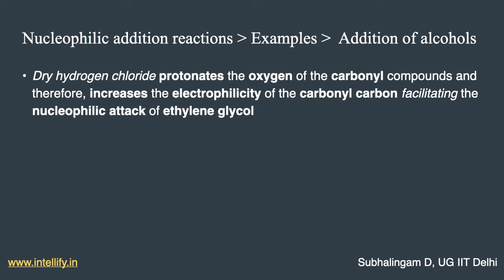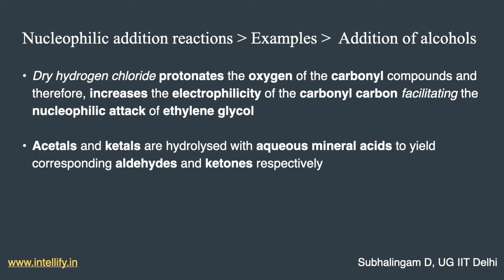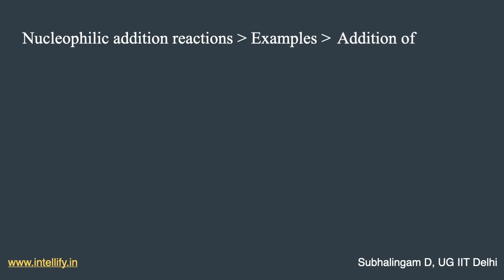Dry hydrogen chloride protonates the oxygen of the carbonyl compounds and therefore increases the electrophilicity of the carbonyl compound, facilitating the nucleophilic attack of the ethylene glycol. So that's why we used hydrochloric acid in the previous reaction. Acetals and ketals are hydrolyzed with aqueous mineral acids to yield the corresponding aldehydes and ketones respectively.